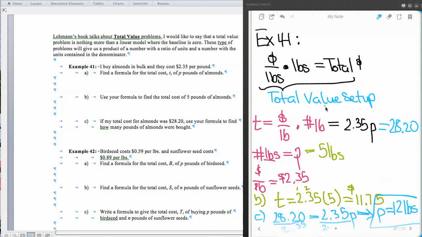So what we've learned is that we can still, just like before, get a setup for an equation. And this is just like a linear equation in 2 variables, except we don't have the baseline. Total value problems just have the rate times the independent variable. Then we can do a substitution problem. We can put in the number of independent and solve for the dependent. And then finally, we can put in for the dependent and solve for the independent.